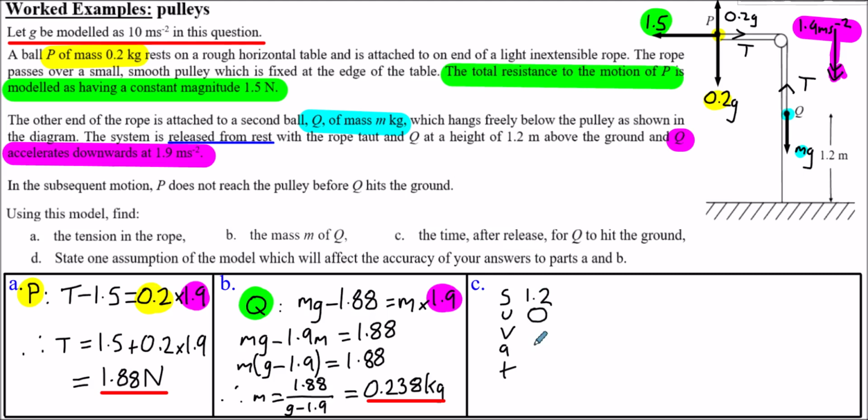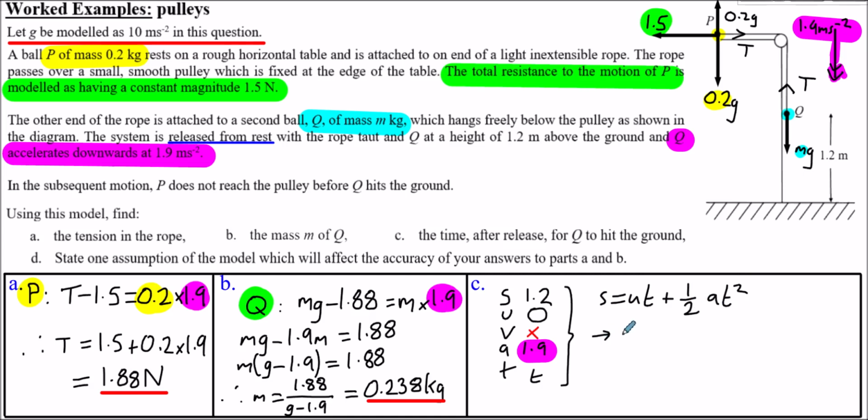The final velocity, we don't know, and in fact we don't need to know it, so I'm going to put a cross by that one. The acceleration of the system, we're told in the question, is 1.9. And of course for time, well, the time is what we're trying to find out right now, so I'm just going to call time t. Then from this we can work out which SUVAT formula we need to use. It's one which doesn't involve v and doesn't rely on v at all. Again, it seems to be s equals ut plus half at squared. It's crazy how much this one comes up.